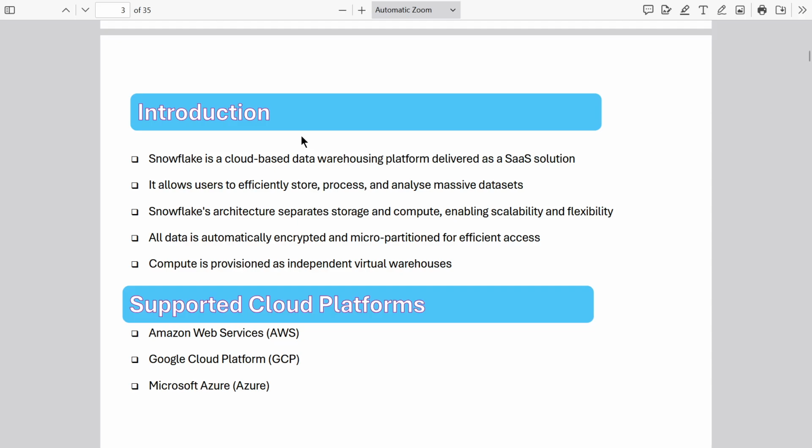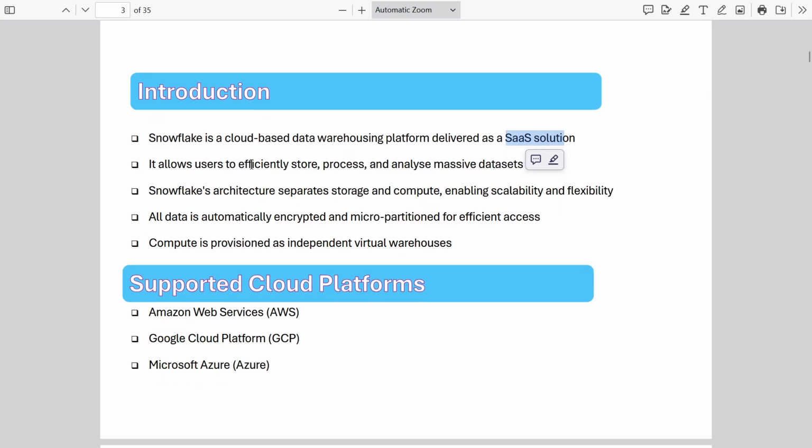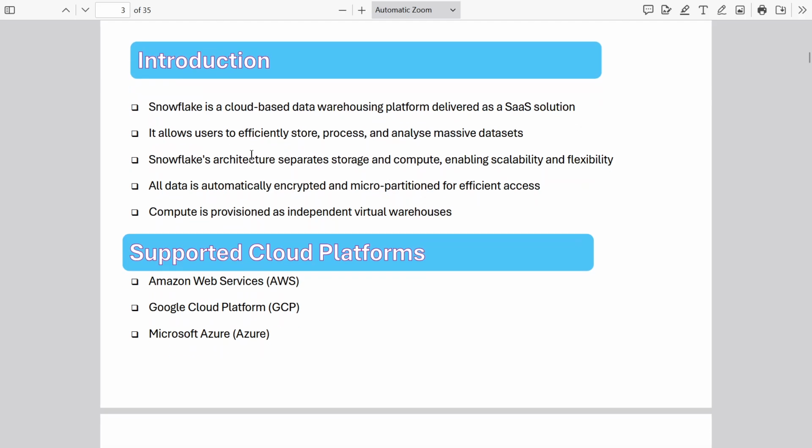So in very layman terms, we can understand Snowflake as a cloud-based data warehousing platform delivered as a SaaS solution. Do you know SaaS? Yeah, software as a service, right? So yesterday we learned about these three models, SaaS, PaaS, and IaaS. Okay, so Snowflake is a SaaS solution, meaning it provides software as a solution. It is a cloud-based data warehouse platform, and it allows users to efficiently store, process, and analyze massive amounts of data sets. Fine, and Snowflake's architecture separates the storage and compute engine.